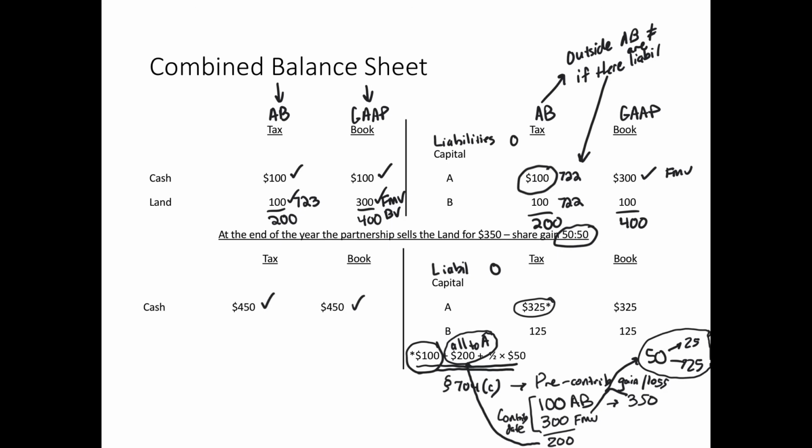Now let's look at the book side. So the book side, we start with 300. So it's just 350 minus 300 is 50. And there's no special allocation. It's just 50%, 50%, 25, 25. So we go 300 plus 25 to A is 325. And then 100 plus 25 to B is 125. And for tax purposes for B, remember, all of the first $200 went to A, so B only gets that remaining $25. So we have the 100 here plus the 25, and that's it for B.